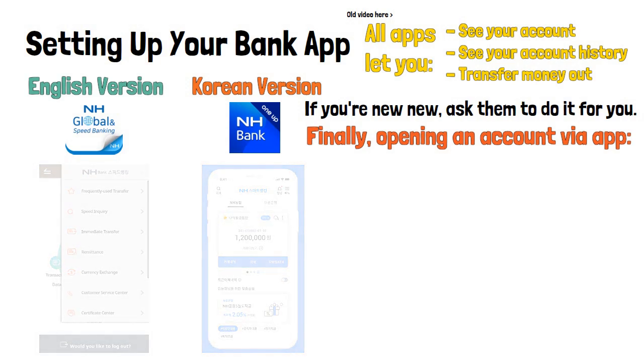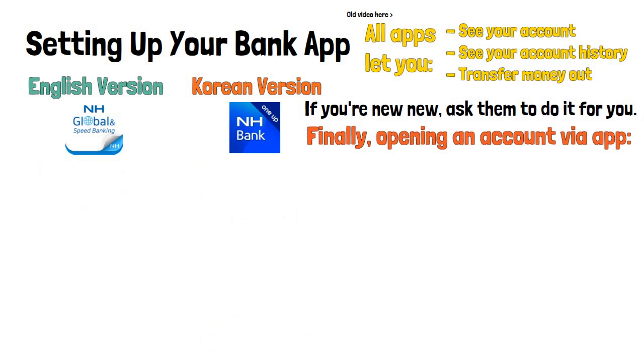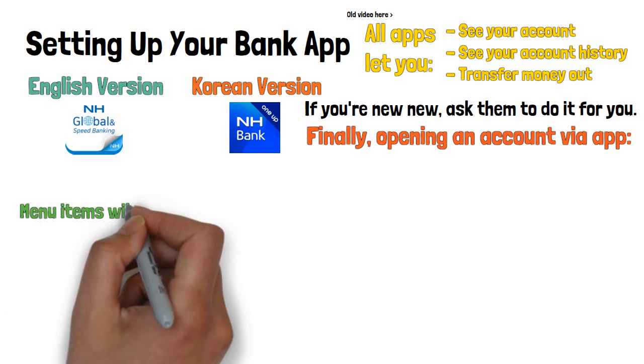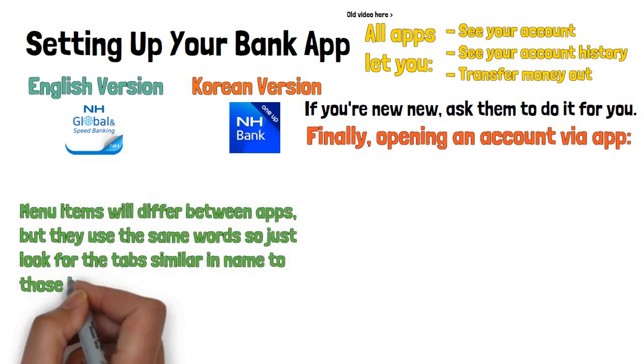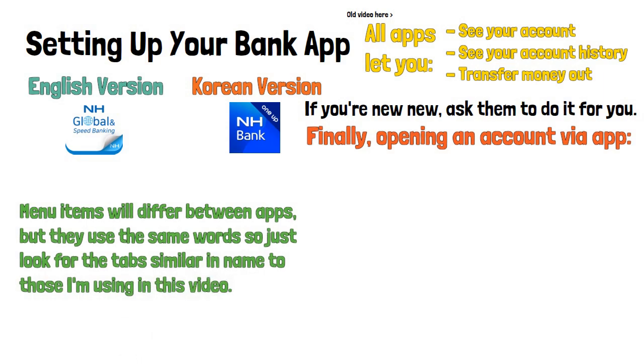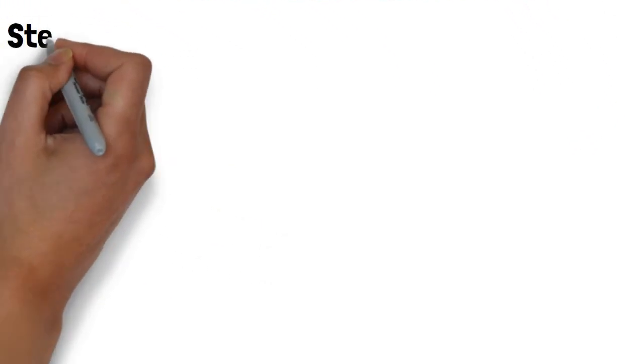Basically, there are three main types of savings accounts, and I'm gonna use my NH Bank app to demonstrate the steps to take when signing up for one online. Keep in mind that all bank apps have different layouts, but they all use relatively similar terms. Alright, step 1.